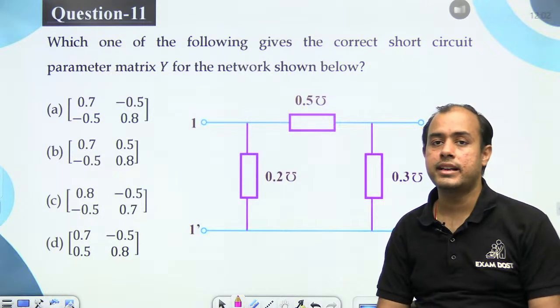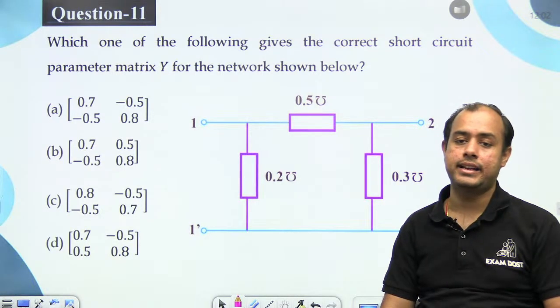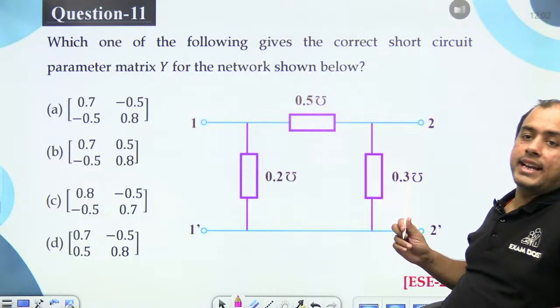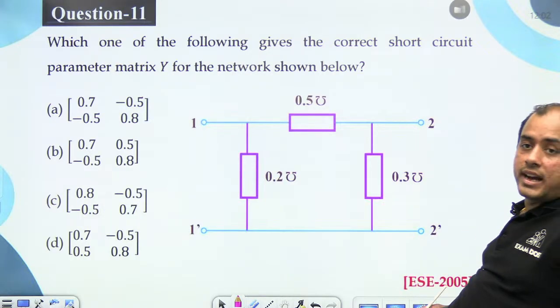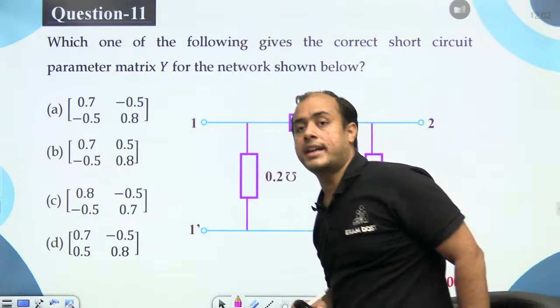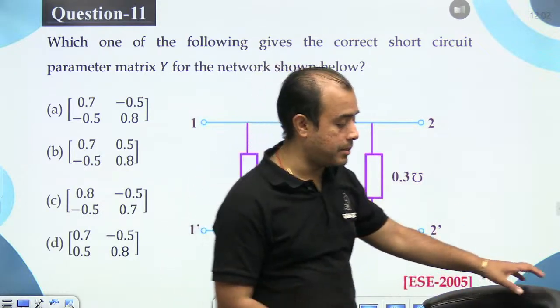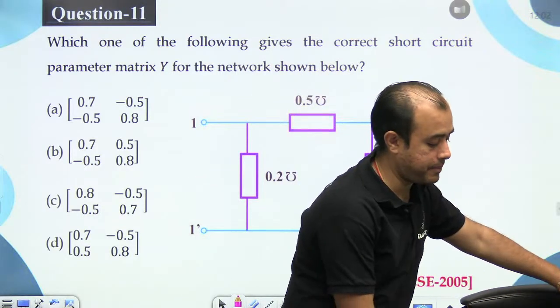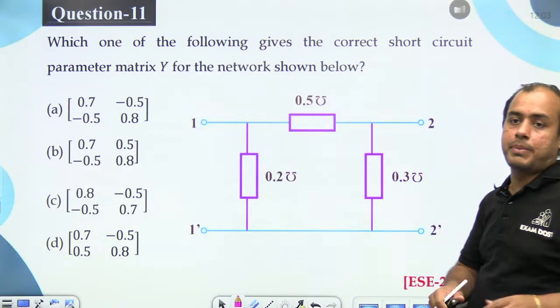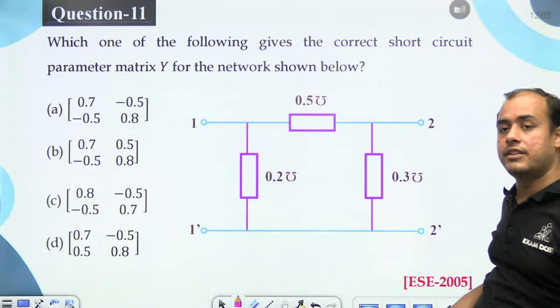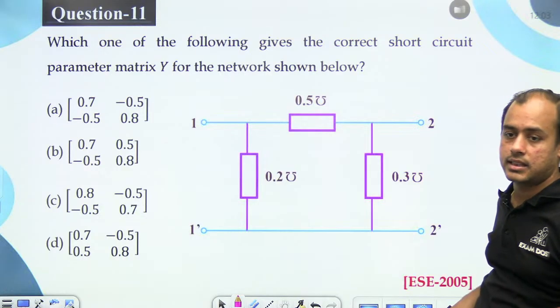Let's go on. The Y matrix is very easy, do it directly. Just now I told you how the Y matrix is written for a pi network. Again ESE 2005, just now I told you how to write the Y parameter matrix for a pi network. So again this is a pi network, you can directly write the Y parameter matrix. Come on.